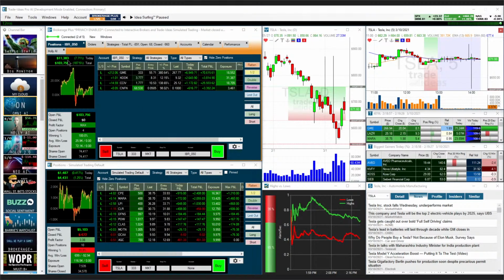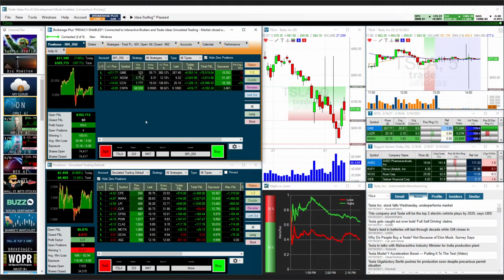And this is real money, by the way, just so you guys know. I'm connected in privacy mode to Interactive Brokers. I'm also connected to simulated trading, that's right here at the bottom. But this right here is my real Interactive Brokers account that I use to trade and test and make sure that people know that we're not just here to talk the talk, we walk the walk. And in terms of walking the walk, let's take a look.